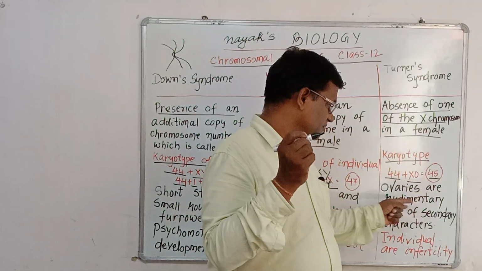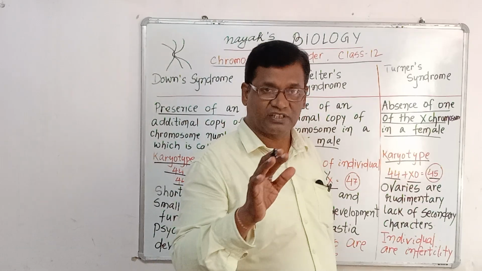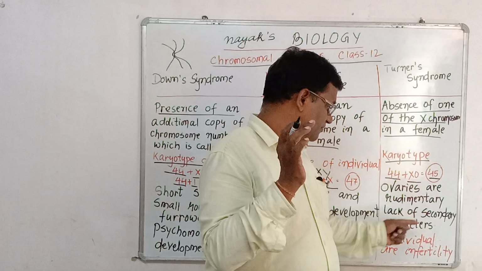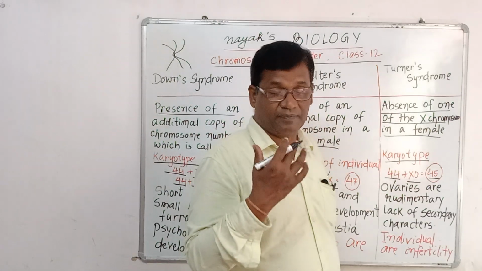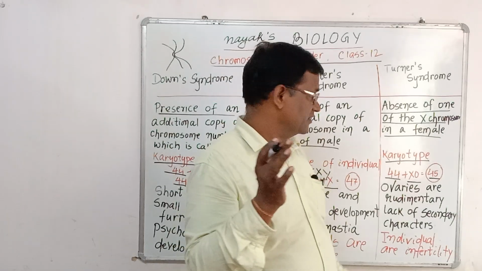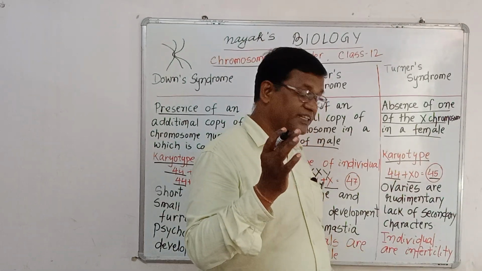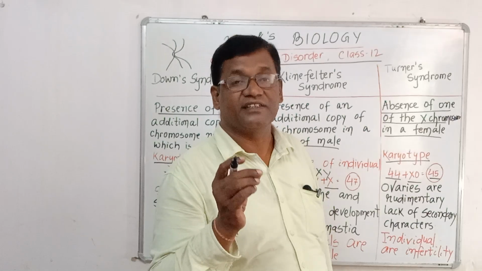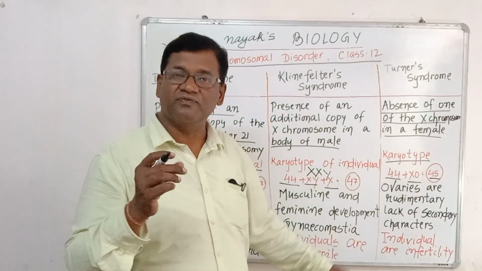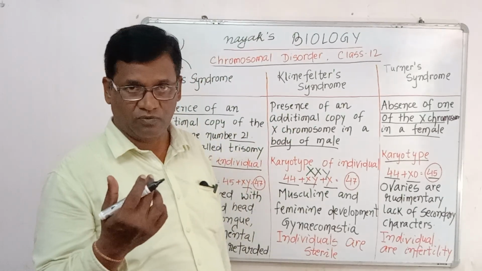First, the ovaries become rudimentary, meaning not functional. The ovary is present, but it will not function properly. There is a lack of secondary sexual characters, such as development of the breast and menstrual cycle. All these are not seen, and these individuals are infertile, meaning they cannot be fertile, because it is a female. That's why infertility, unable to give birth to young ones.